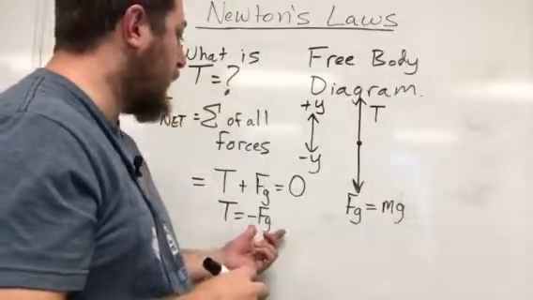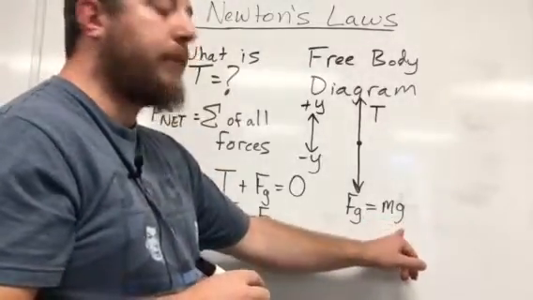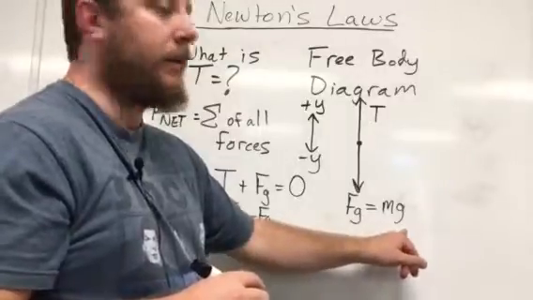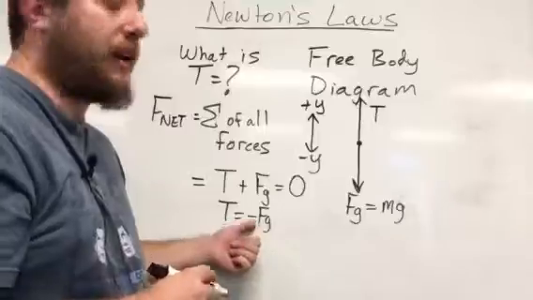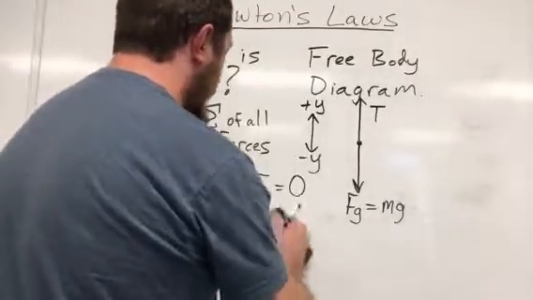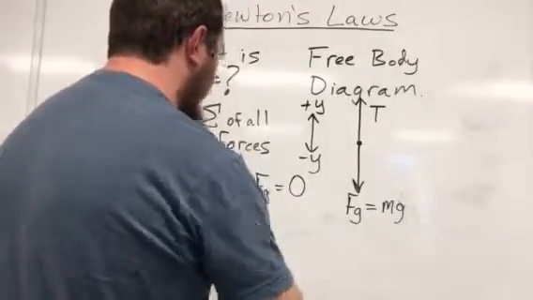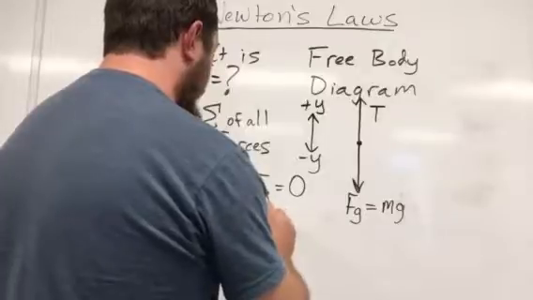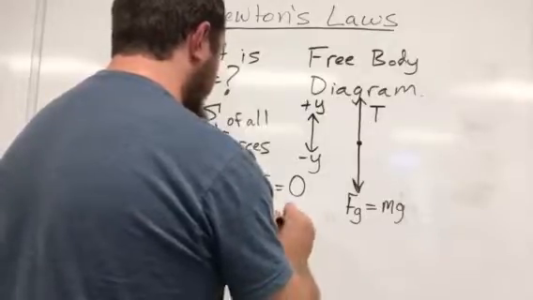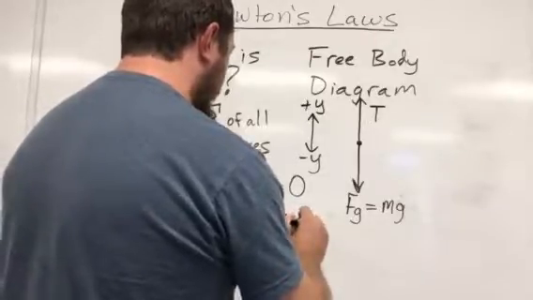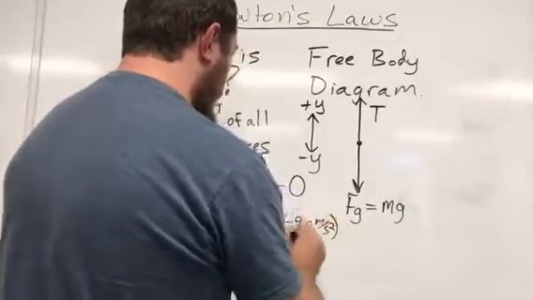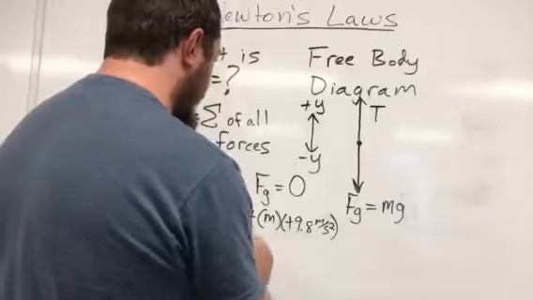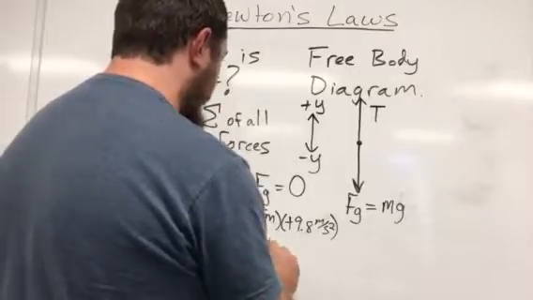And so if I take negative 9.8 meters per second squared, that negative sign is going to cancel out with this negative sign. And so what I'm going to get is whatever the mass of my object is times 9.8 meters per second squared. And these negative signs are going to cancel out. And this is essentially going to be mg.